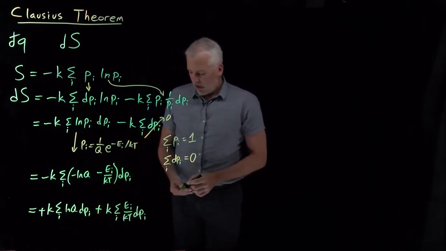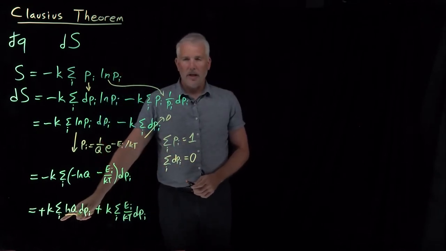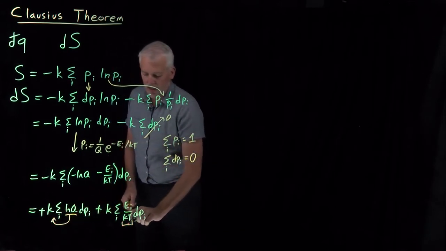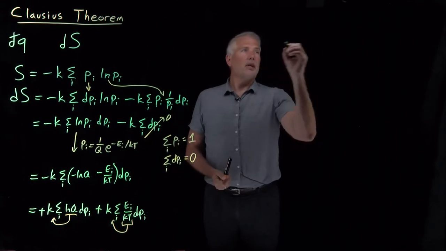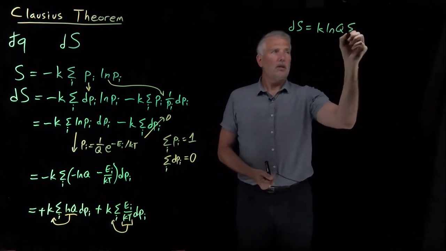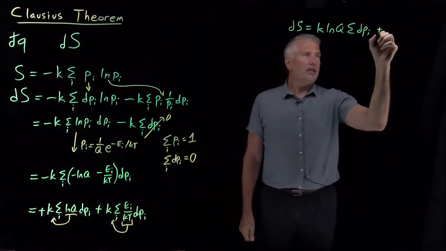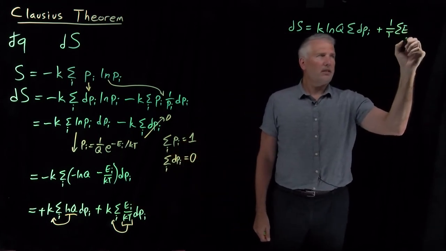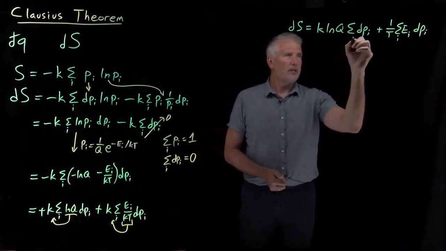In the first term, the log q, q is a number. It doesn't have a different value for i equals 1 or 2 or any of the individual states, so I can pull that outside of the sum. Likewise, the k and the t I can pull outside of the sum. I have to leave the e sub i in the sum. So after I pull all those various things out of the sum, I find that ds is equal to k log q sum of the dps. And then k divided by kt, so the k's cancel, sum of the e's times the dps, summed over all the states in both of these cases.